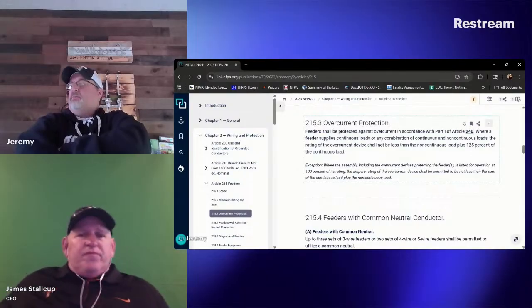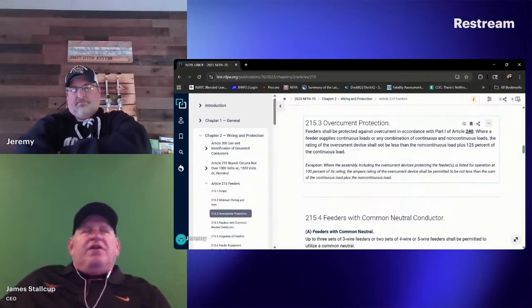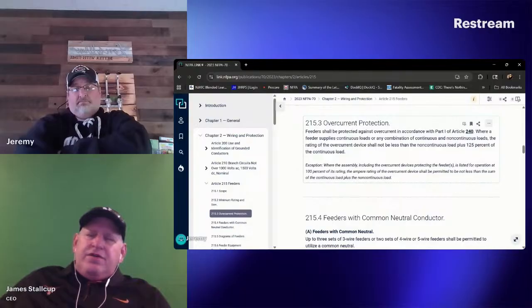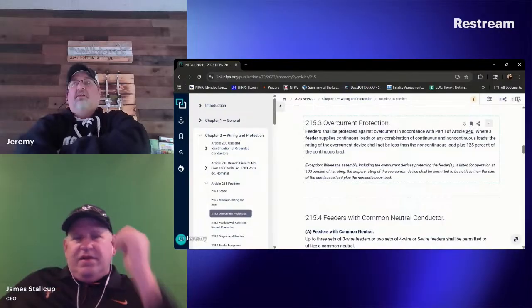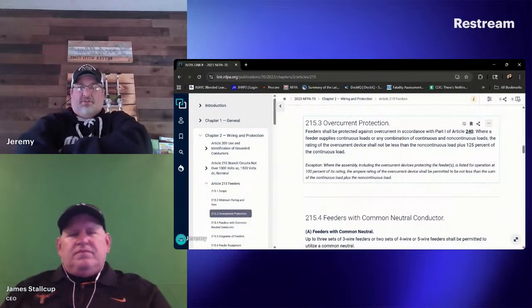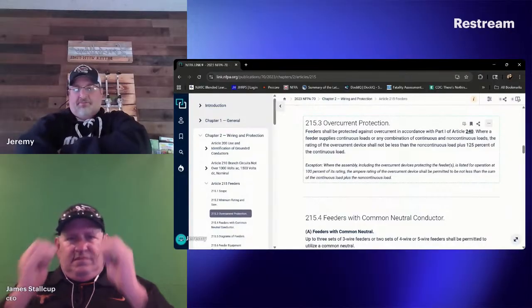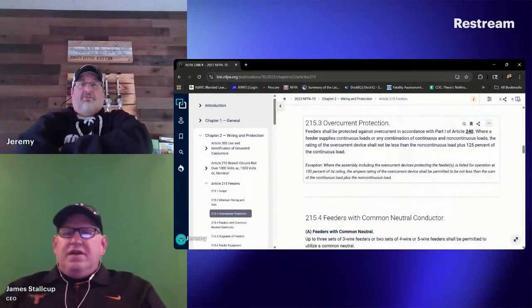Where in 240 does it talk about sizing a breaker or an overcurrent device per the load? You've got to be freaking kidding me. What do you think Article 240 is? It deals with overcurrent protection devices. It's literally the title of the article. Yep, but where does it say in Article 240 that I need an 80 amp breaker for so much continuous load? Where does it say I need a 30 amp breaker for so much load? Where does it say I need a 100 amp breaker for so much load? Okay, it doesn't.